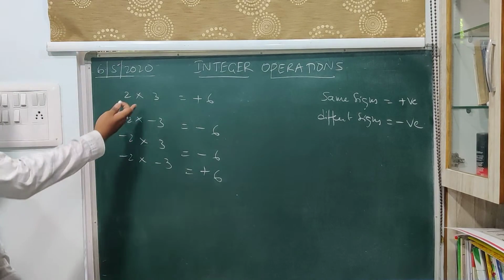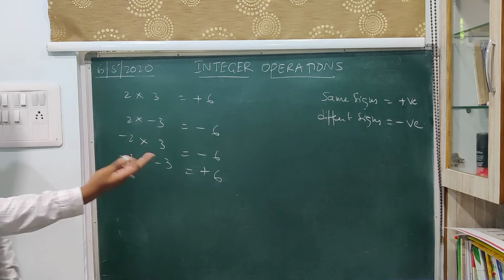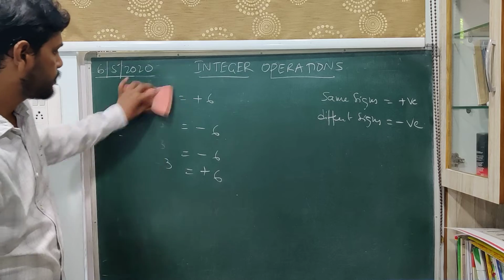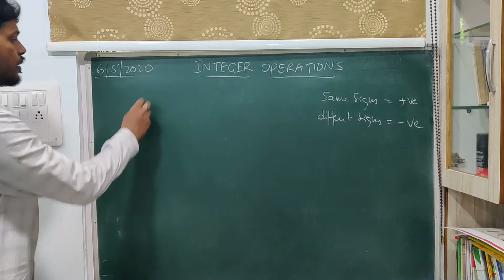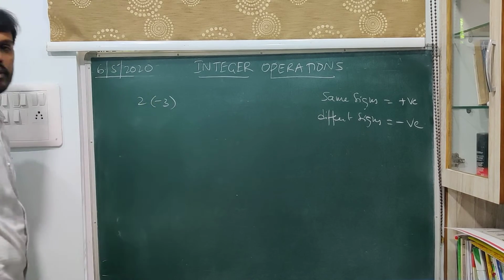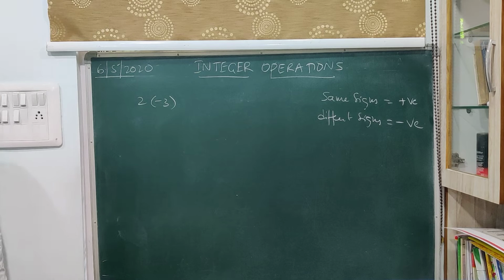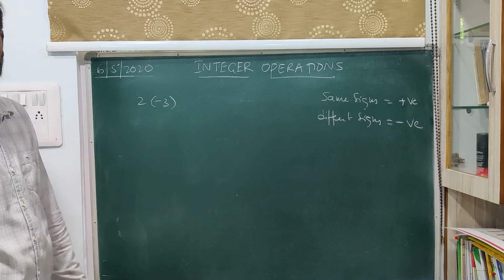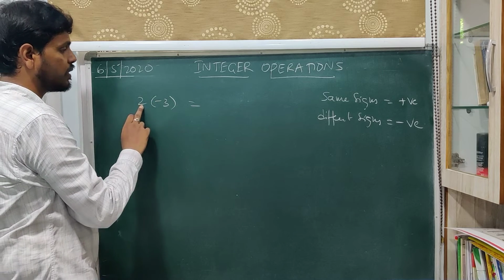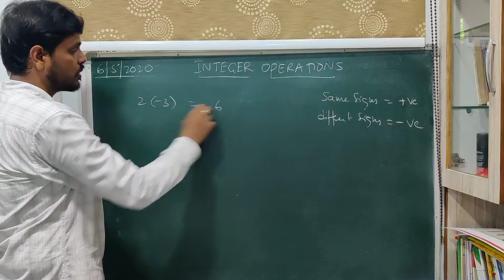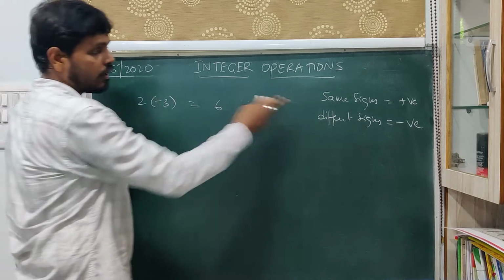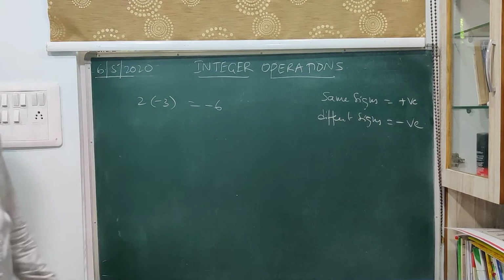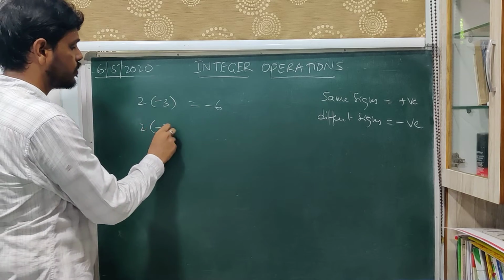Now, instead of the multiplication symbol, sometimes we will be given a bracket. That bracket also indicates multiplication, which means suppose you are given 2 into minus 3. Instead of a multiplication symbol, we can also have a bracket. That bracket indicates multiplication. So multiply the numerals first. 2 threes are 6. Now these are numbers of different signs, so you apply the rule: numbers of different signs, you will get a negative sign. So this is minus 6. Suppose it is minus 3 into.